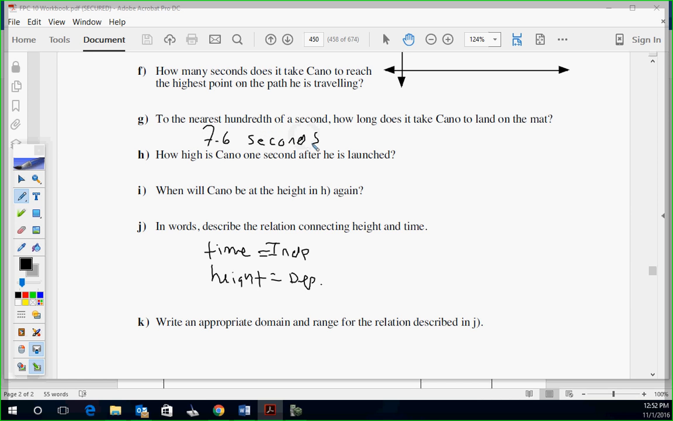Okay, and then how high is the cannonball 1 second after it is launched? So you're going to hit 1, 17 meters. Now here's the tricky thing. When will the cannonball be that height again? If you're saying, well, what do you mean? Well, you just figured out that right here, it's 17. When is it 17 again? So how can we do that? Somebody impress me. How would you do that?